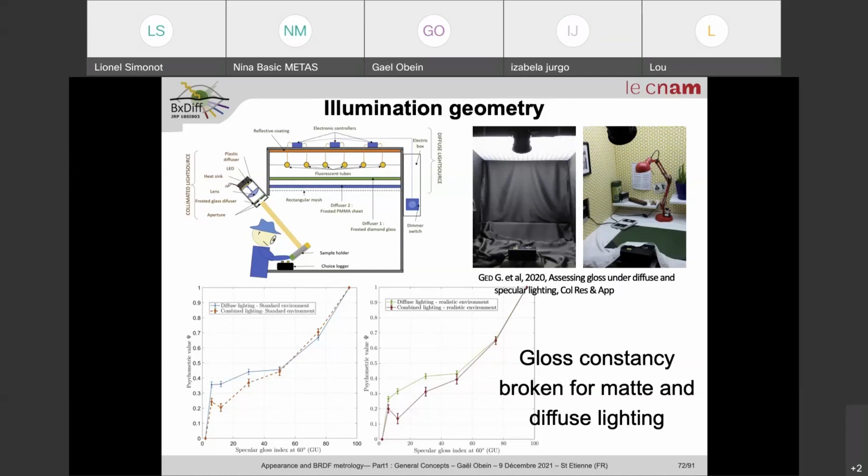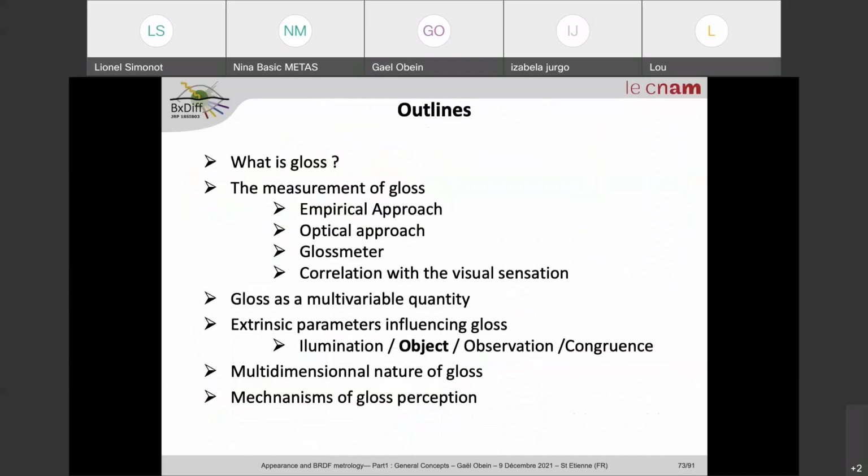So you can see there was different lightings, and we could simulate a cloudy sky or a sunny sky in different environments. And what we got is that there is a constancy on one part, but there is also, when you start to have a very diffuse sample looked under a very diffuse lighting, then it starts to be very difficult to find the gloss because it's too complex. You multiply the problems. So the gloss constancy is broken for matte sample under a diffuse lighting. That was the conclusion.